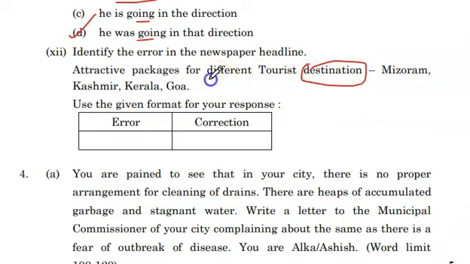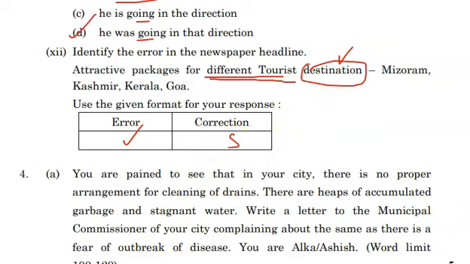Why? Because it is talking about more than one tourist destination. So different tourist destinations, because different is talking about more than one tourist destination. Hence, the wrong word is destination. So write here destination and add S with destination. So it will be destinations.